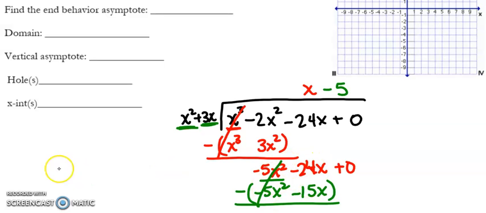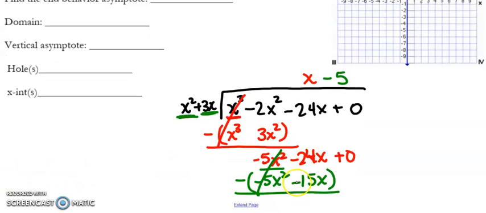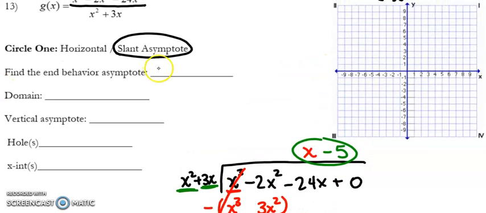Subtract. Cancel. Negative 24 minus negative 15 is really plus. Doesn't actually matter because we don't care about our remainder. Our slant asymptote is just this part, which is the line x minus 5. So the end behavior asymptote is y equals x minus 5. I'm going to graph that while I can. Line with a slope of 1, y-intercept of negative 5.